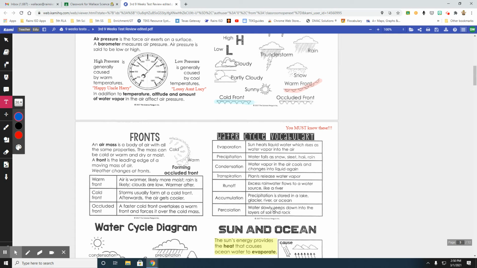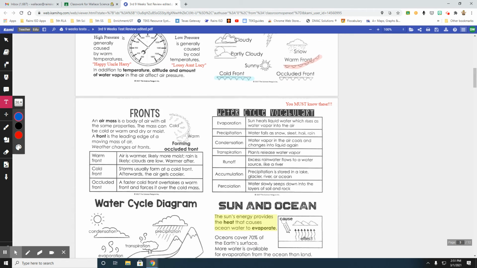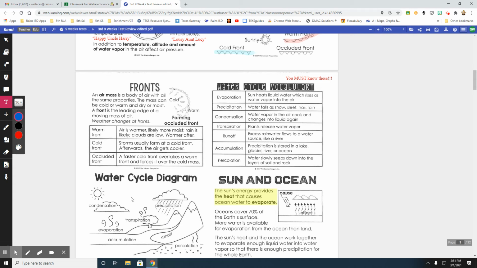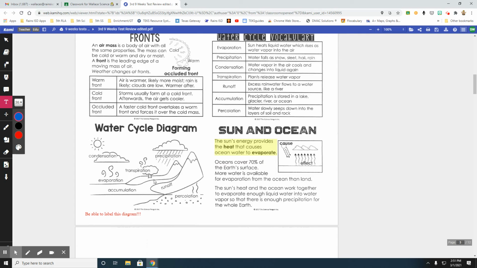We did talk a little bit about fronts when we studied weather and climate, cold front versus warm front. However, it's not necessary that you know exactly what these are. But what you do have to know is the vocabulary for water cycle. We know that the water cycle is also helping to drive our weather patterns. So that's why we talk about these all during the same unit. So I want you to make sure that you read over each one of these terms and that you understand the definition, okay?